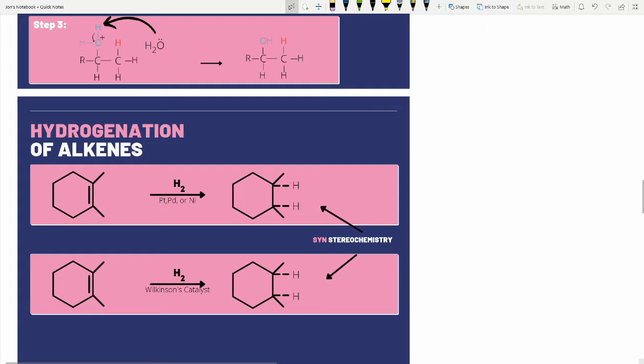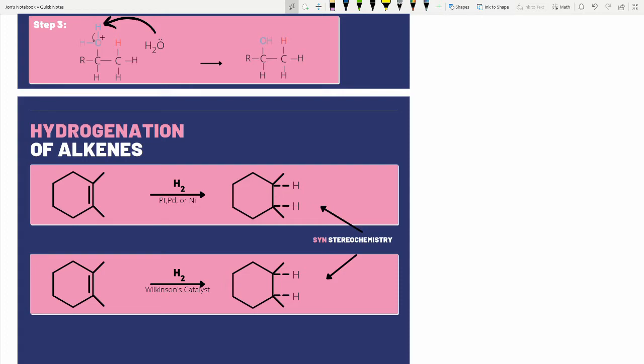The next reaction is the hydrogenation of alkenes. Notice that in this reaction we have Pt, Pd, and Ni listed. Those are platinum, palladium, and nickel respectively. These are the metal catalysts used to help break the hydrogen-hydrogen bond. The hydrogen atoms are then attached to the metal catalyst, which are then ready to react with the alkene.